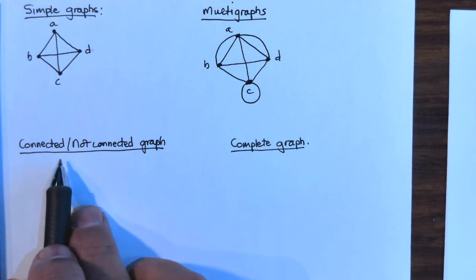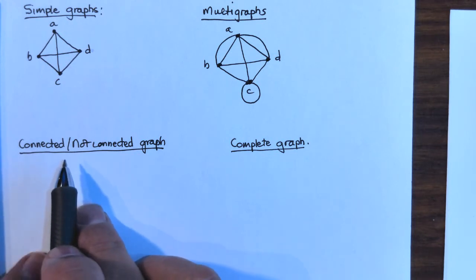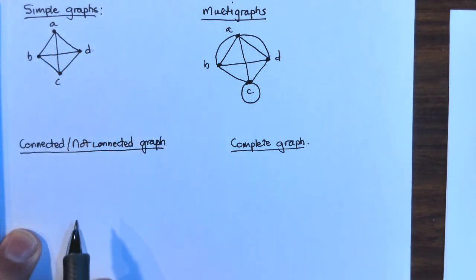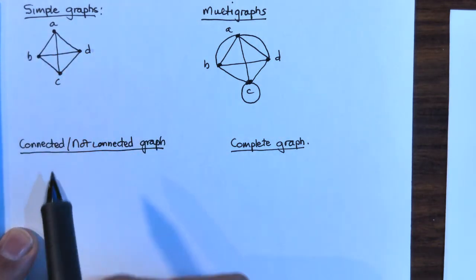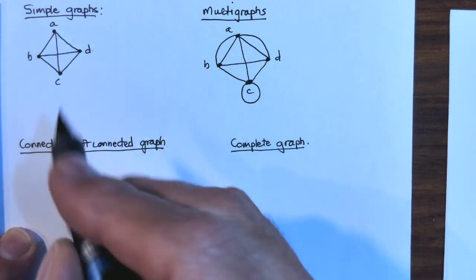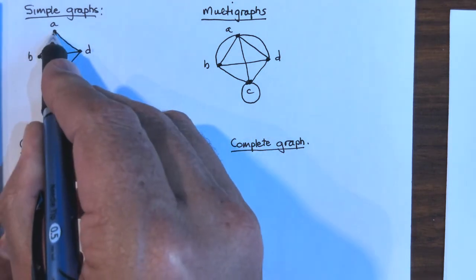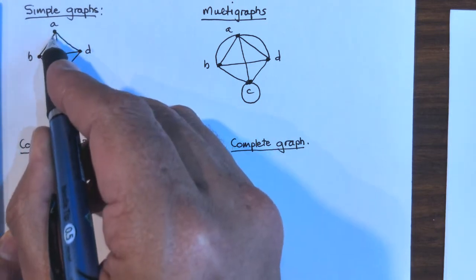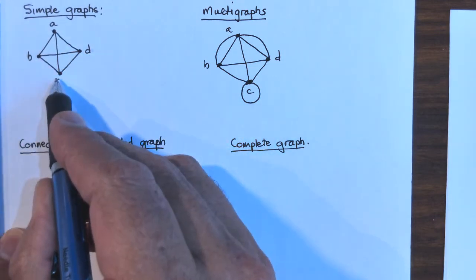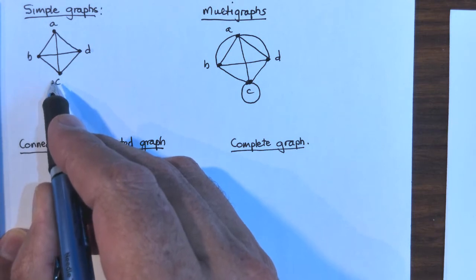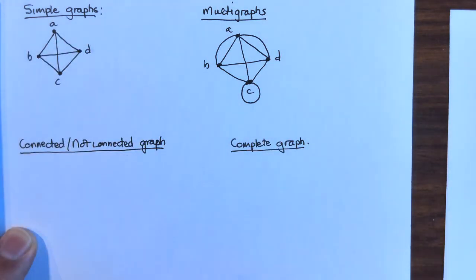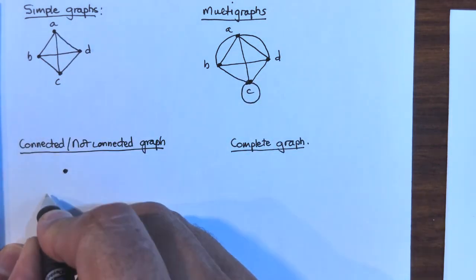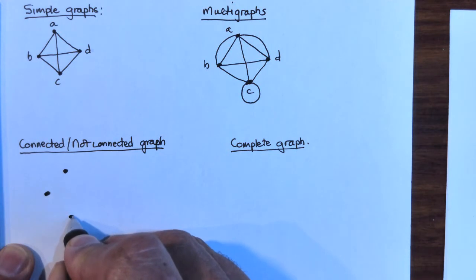So what is a connected or a not connected graph? What do these look like? The graph that we drew above is a connected graph. What makes it connected is that from any vertex, from A, you can get to C. You can go via D to C, you can go via B to C, or you can go directly to C. So a connected graph means you can get from any vertex in the graph to any other vertex in that graph.